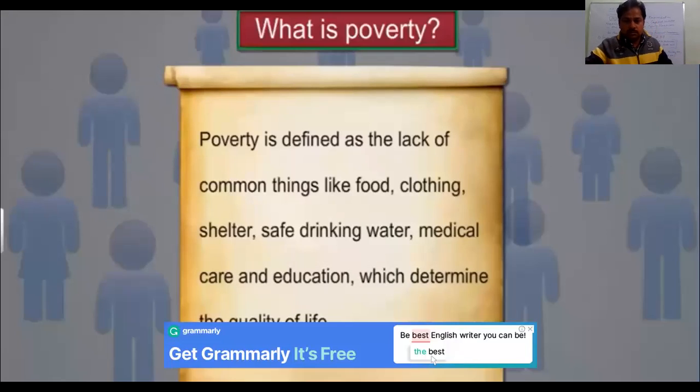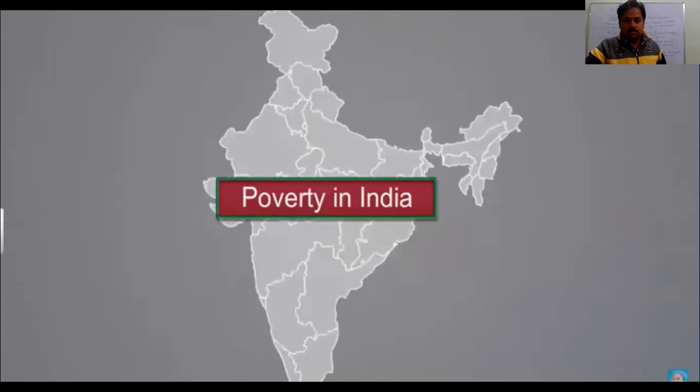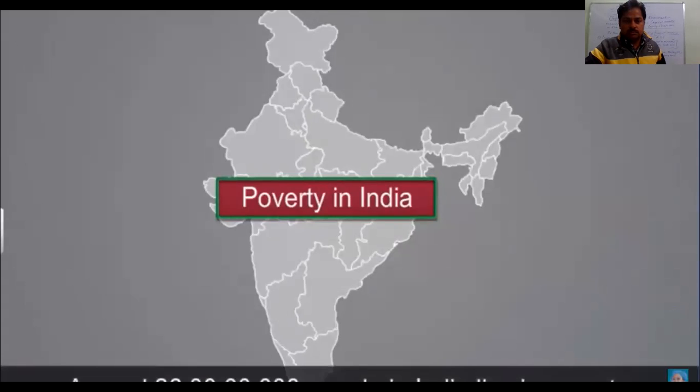Medical care and education determine the quality of life. Poverty is a worldwide challenge. However, the problem is more severe in India. Nearly 25% of our entire population lives in poverty. This means India has around 26 crore poor people, which is the largest for any country in the world.